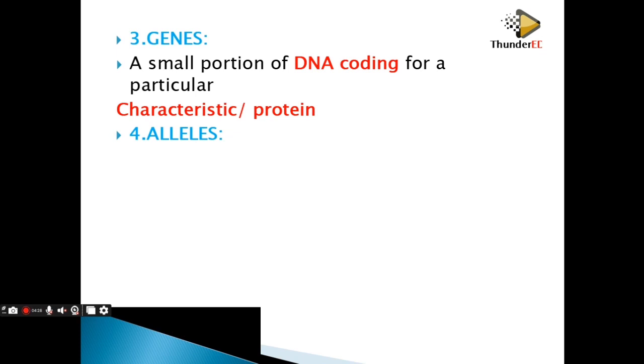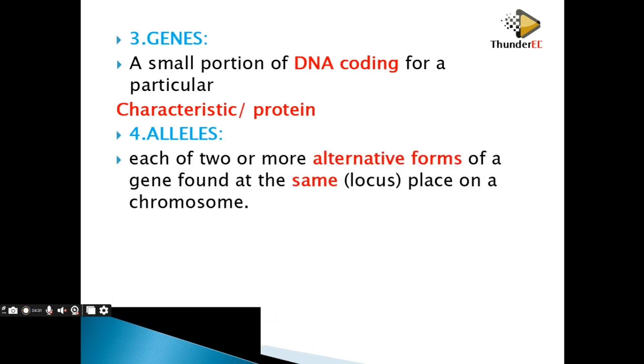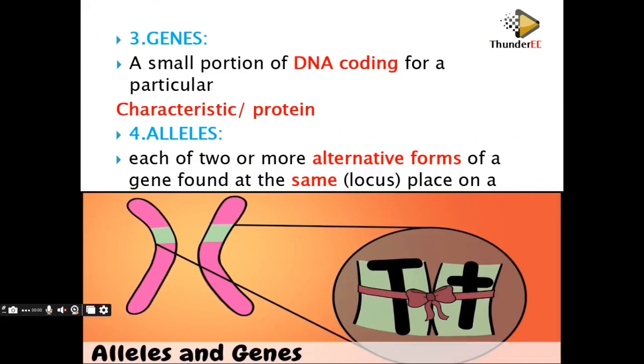Now, the fourth concept we're going to come across is alleles. Alleles are two or more alternative forms of a gene found at the same place on a chromosome, and that place on a chromosome is referred to as a locus. That is where we're going to find particular alleles, meaning that a gene will have two or more alleles that will be coding for a particular form of that characteristic. For example, we're going to have alleles for height. One allele will be for tall, another allele will be for short. We're going to come across those and talk about them in detail.